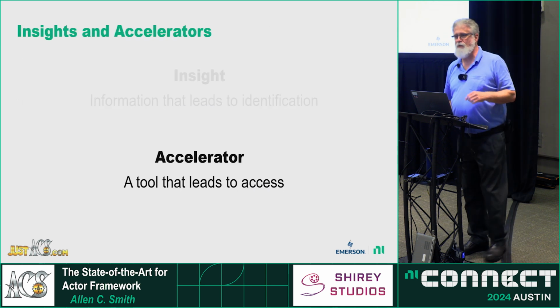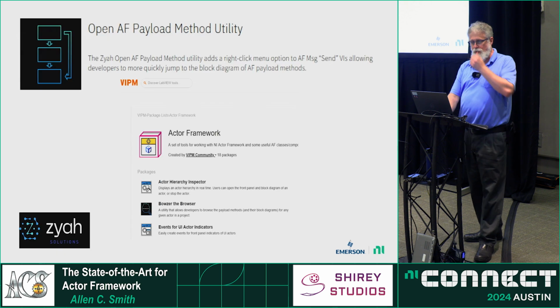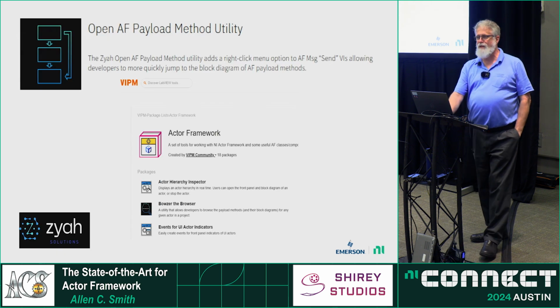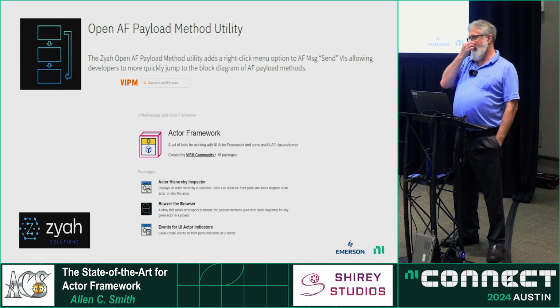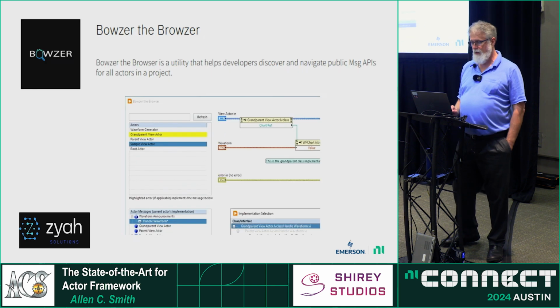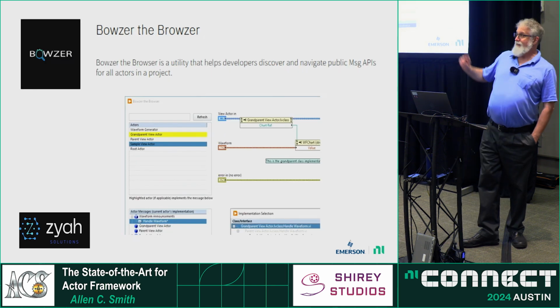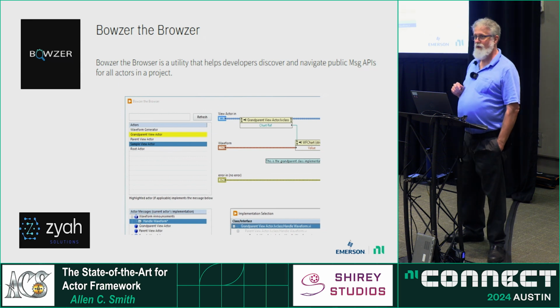I will mention two accelerators, and I'm so glad the JustACS Solutions guys are here, because those are the two accelerators I'm going to mention. The OpenAF payload method utility: you're on a block diagram in an actor, and you see a place where you're sending a message somewhere else, and you really want to know the block diagram that's invoked by the message you just sent. This will take you right to it. That leads into Browse the Browser, which is one of the most awesome things to come along for Actor Framework developers in quite some time.